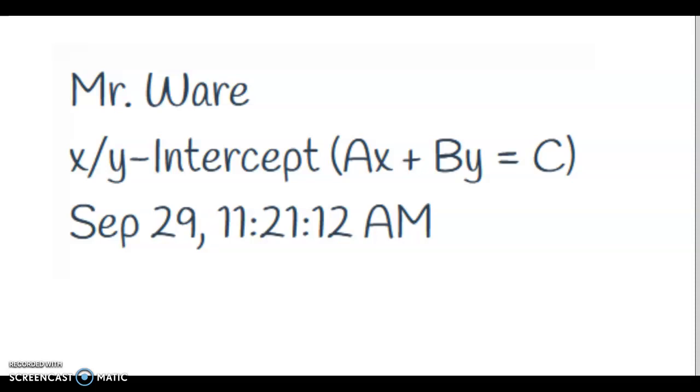Mr. Ware's videos, and today we're looking at x and y-intercept. What we want to be able to do is graph a line when the equation is in standard form using just the x and y-intercept. So let's take a look at a few examples.